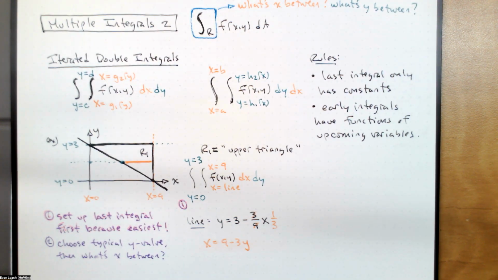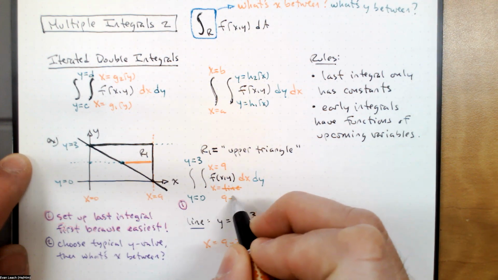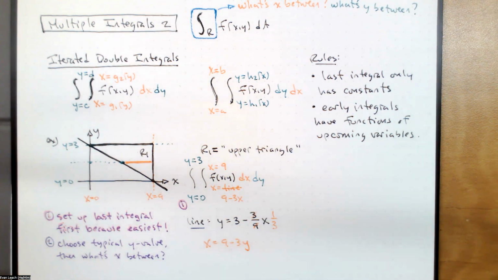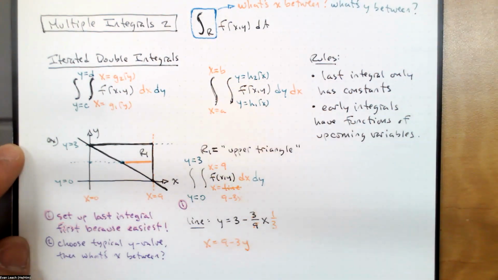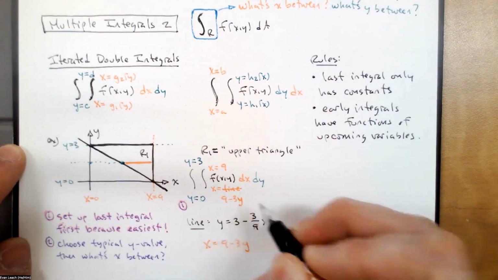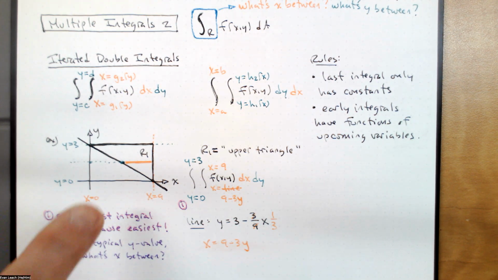So I can use functions of the upcoming variable. I need to write the line as a function of y. So I'm going to write the line as 9 minus 3y. That's where my x starts, and my last x is at 9. So instead of writing line, I'm going to write 9 minus 3y. See, I keep doing it. Now it's a thing, and I can't stop. So I'm going to write x equals 9 minus 3y. That's the line. And so we start at the line and go up to 9.